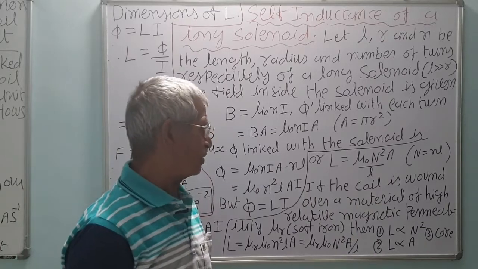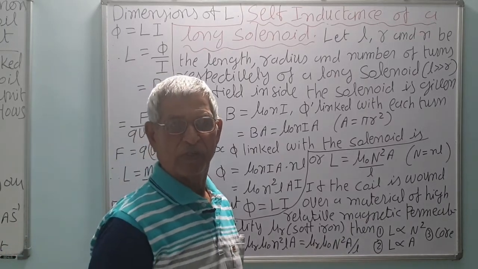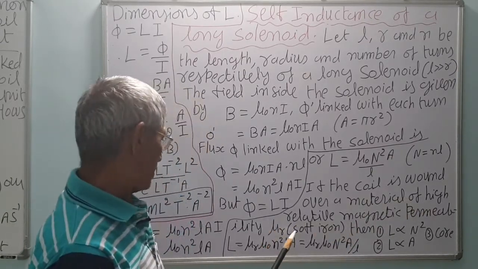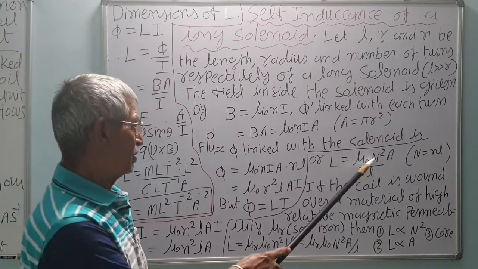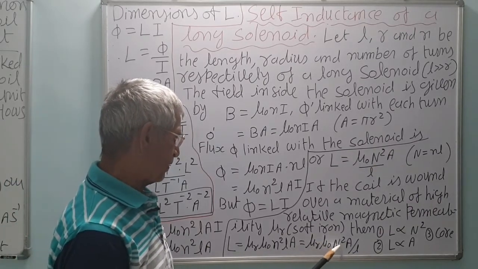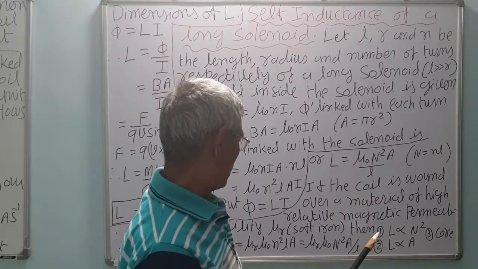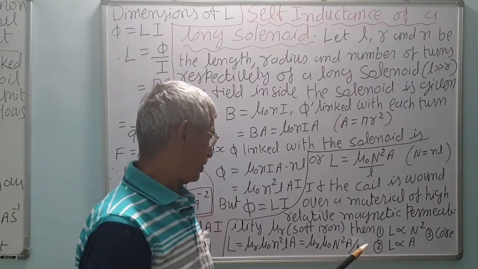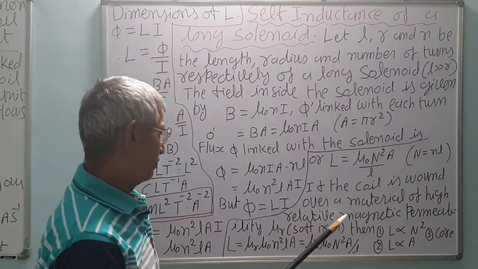Suppose the coil is wound over a material of high relative magnetic permeability mu r, for example soft iron, which increases the magnetic field 1000 times. Then L will be equal to mu r, the relative permeability, into mu 0, the permeability of vacuum, into n square l A, or equal to mu r mu 0 N square A upon l. Thus the self-inductance of a coil is directly proportional to N square. It is directly proportional to the area of the solenoid turns, and it depends upon the core, that is, the material having high magnetic permeability.